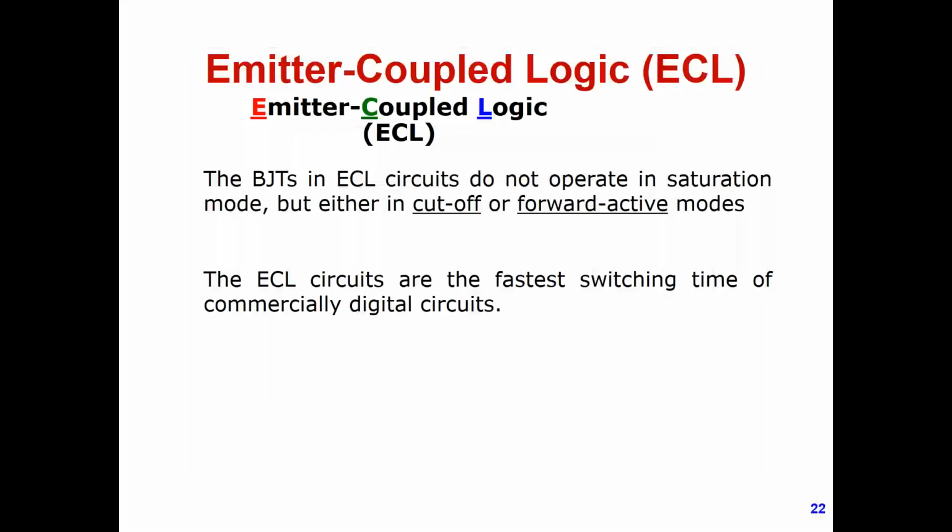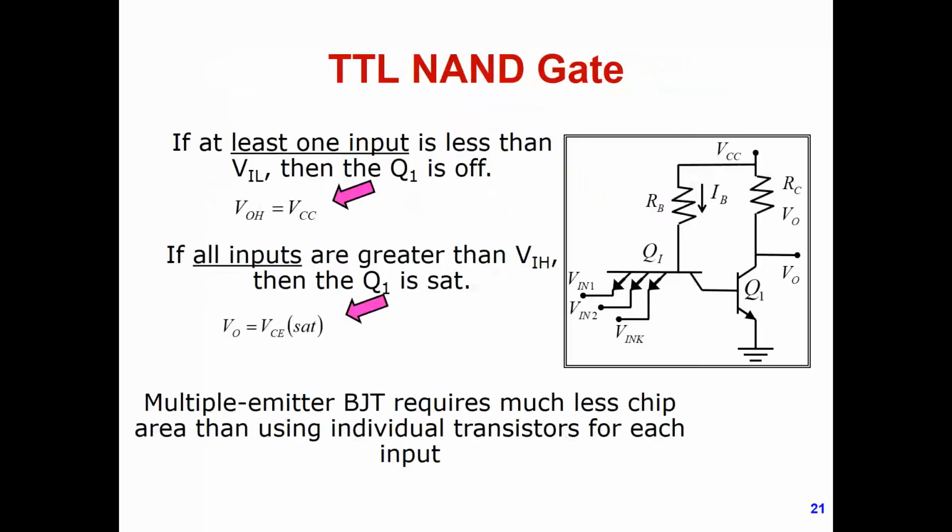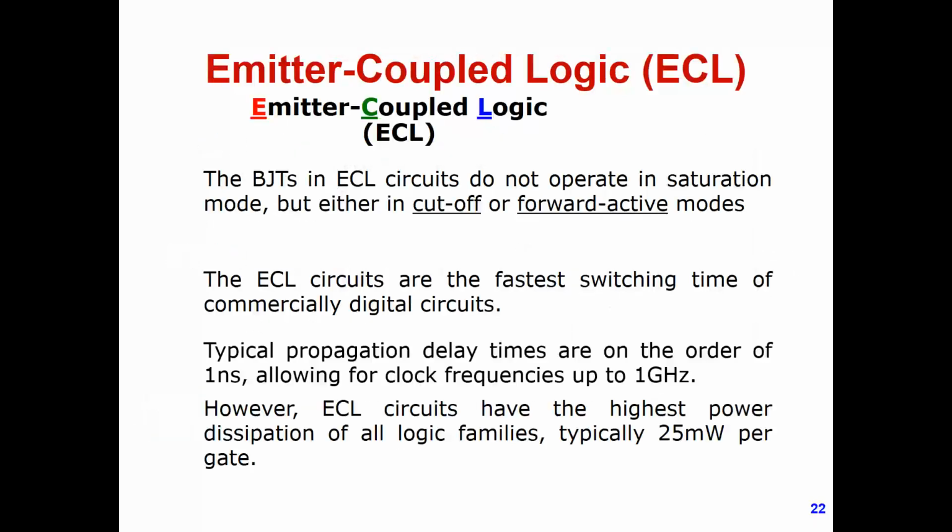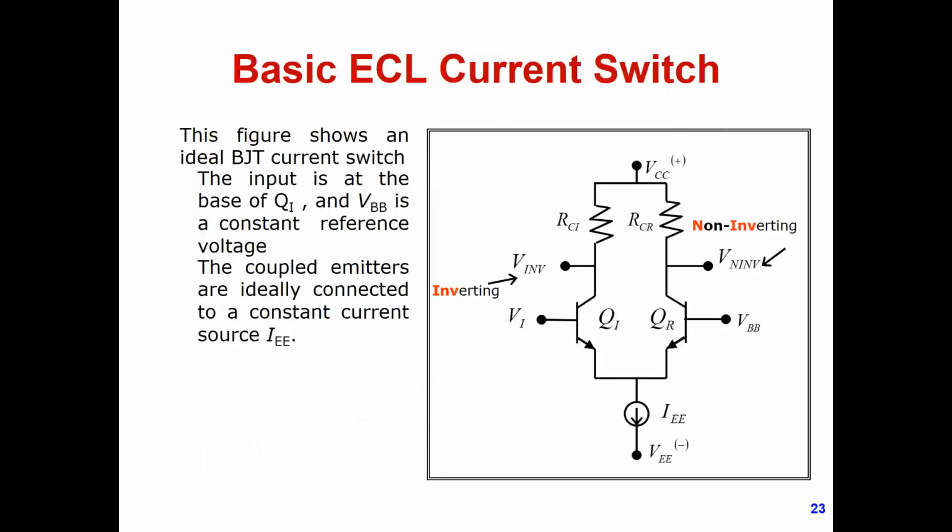Okay, the final family is called ECL. Basically, the idea of ECL is that the output transistor, which is this one, is placed in two states, either cutoff or forward active. It doesn't go through saturation. And you can see there is a kind of a mirror type of implementation: a resistor here, a resistor here, transistor here, transistor here, and then a current source. Typically this is a resistor.